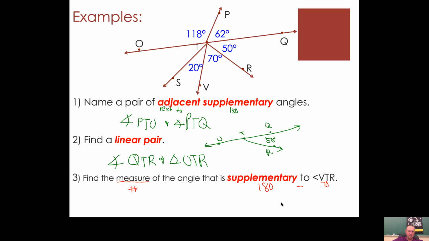180 minus 70 gives you 110. Now, you could look all day for a 110-degree angle here. It's probably going to be tough to find. Okay? The measure means give a number.